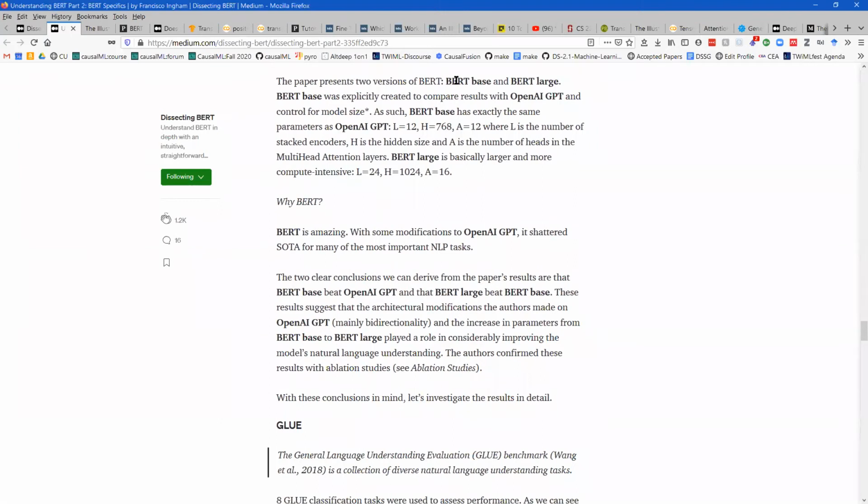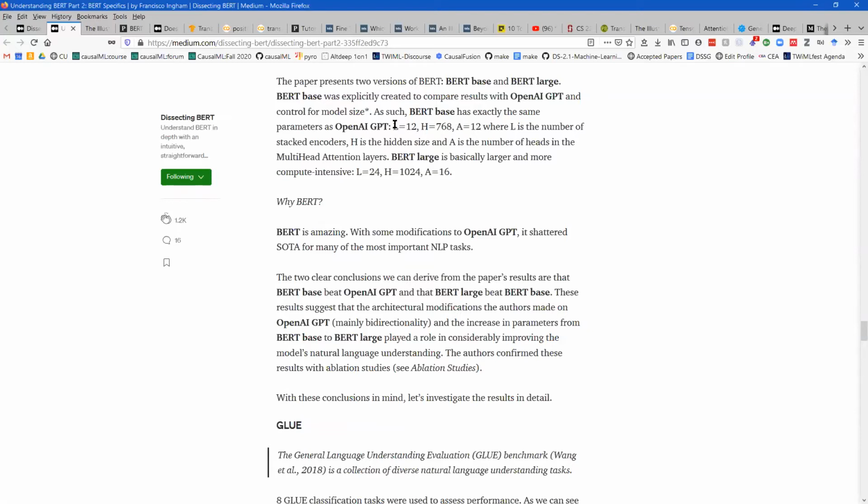Here it says BERT base and BERT large, and then OpenAI GPT, as Gautam said, not GPT-2. BERT base has exactly the same parameters as GPT. There are 12 layers, and the size of the hidden layer is 768. L is the number of stacked encoders, H is the hidden size, and A is the number of multi-head attention layers.